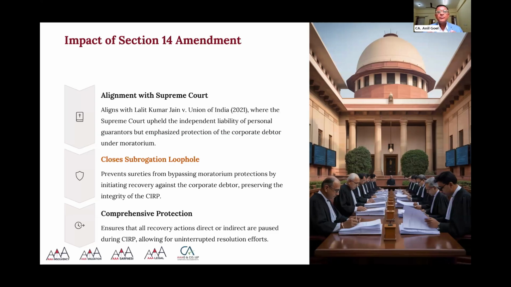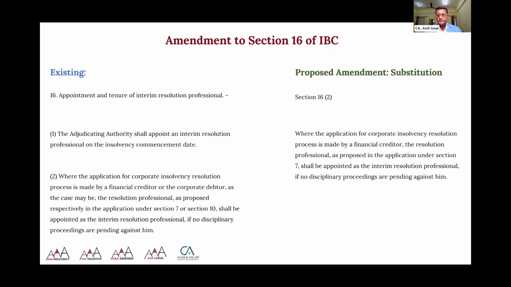It also closes the subrogation loophole, because there were many guarantors who in fact paid some amount to the creditors, and now that guarantor is claiming that amount from the corporate debtor and filing an application under Section 7, claiming a right of subrogation. That is also a loophole which has been closed with this amendment, and this is a comprehensive protection, which ensures that all recovery actions, direct or indirect, are paused during CIRP, allowing for uninterrupted resolution efforts.